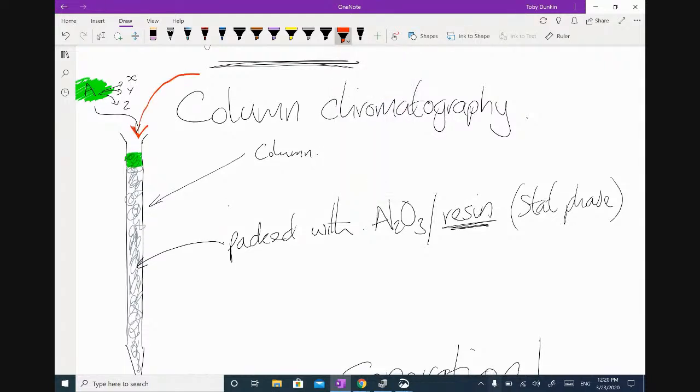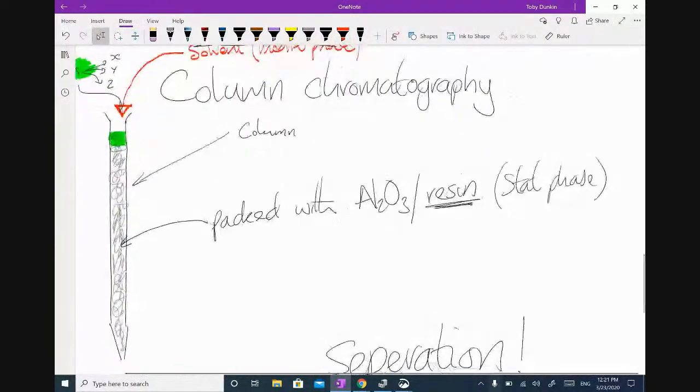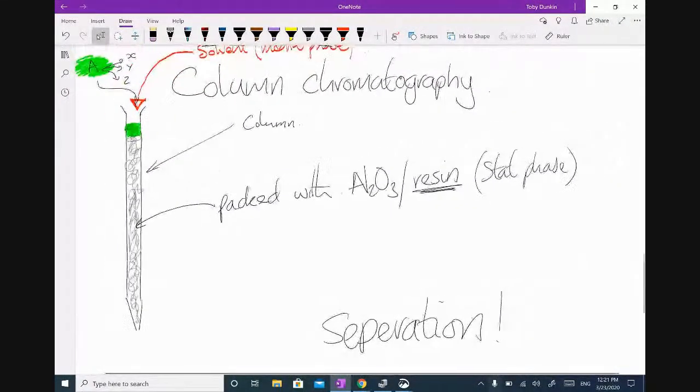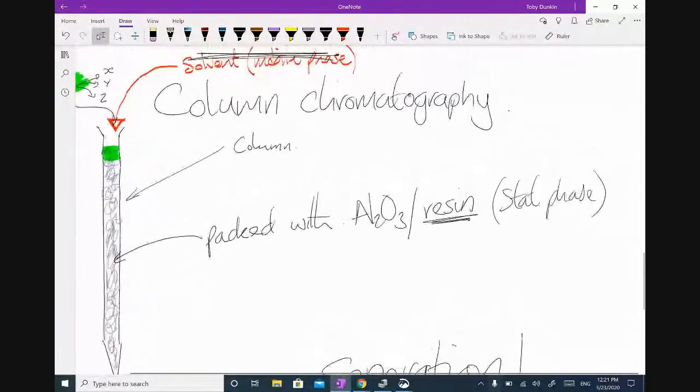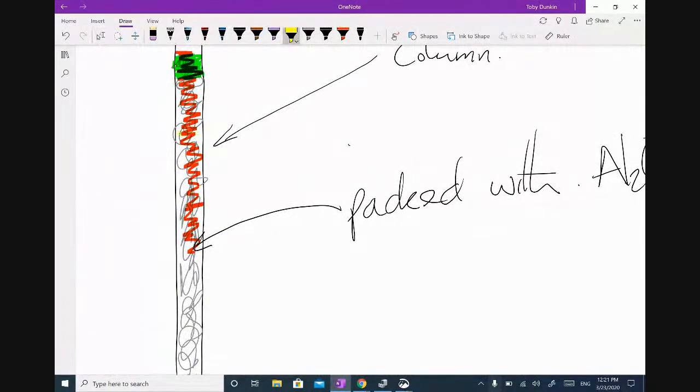So now on top of this, we're going to add our solvent. And that, of course, is our mobile phase. And this could be any of the same solvents we had previously. It could have been water, could have been chloromethane, it could have been all kinds of things. But we're going to wash it through with solvent. We keep adding it, we keep flushing it, over and over and over. And what will happen is the mixture will separate as it moves down.